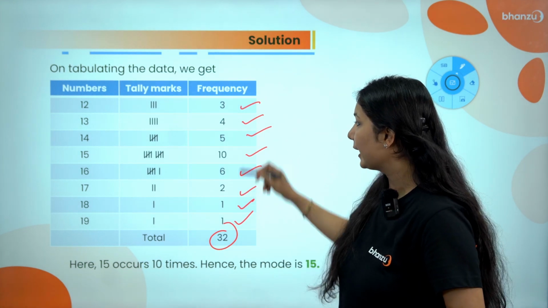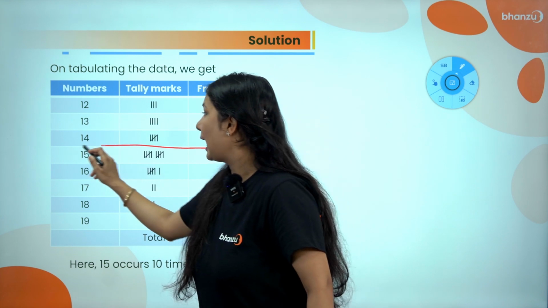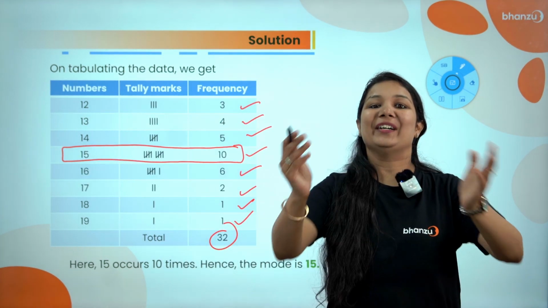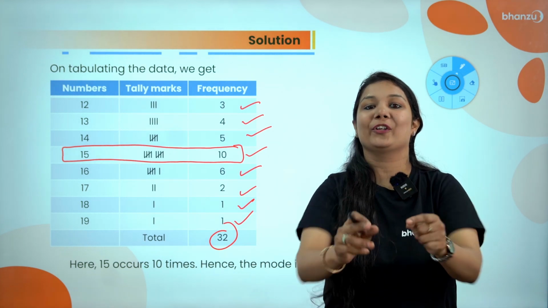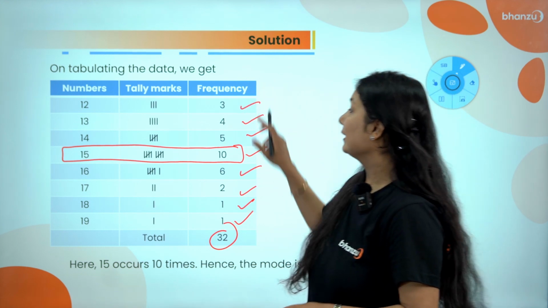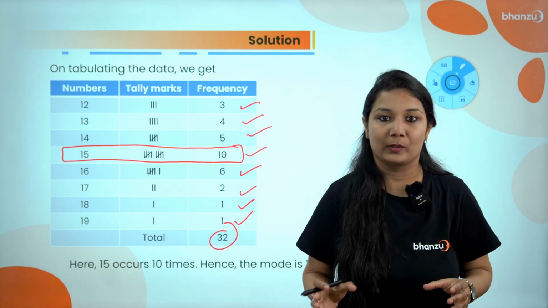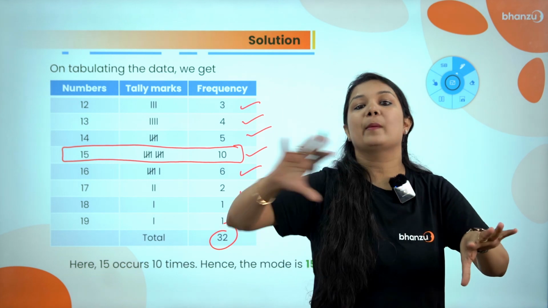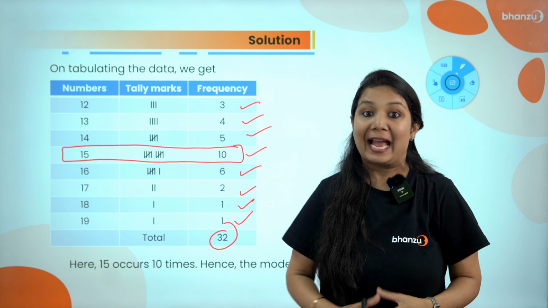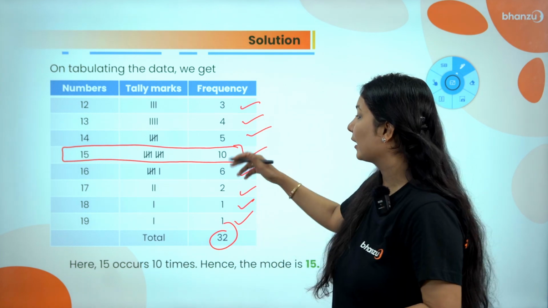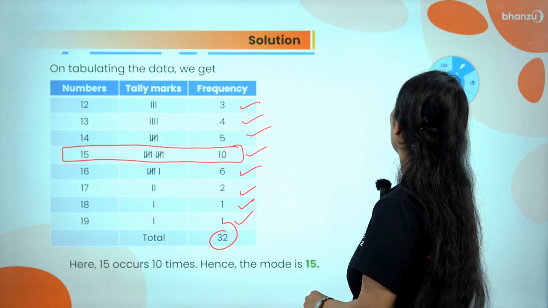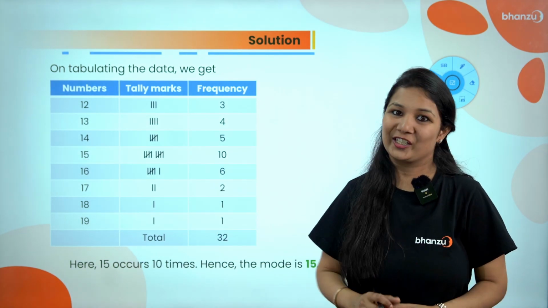So which is the highest frequency? It is 10, and it corresponds to which observation? It's 15. So in this particular question, yes, you got your answer. The mode is 15, not 10, okay? 10 is telling us the frequency, the highest frequency. That 15 is the number which is coming 10 times in the observations out of 32 observations. And none of the other observation is occurring more than 10 times. Got it? Yes, so this is how we tabulate for large data, right?